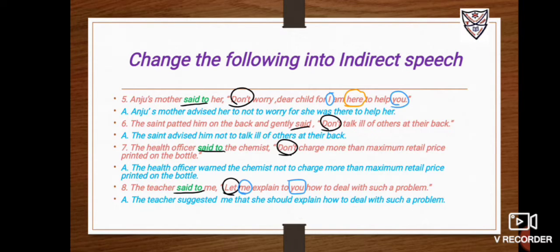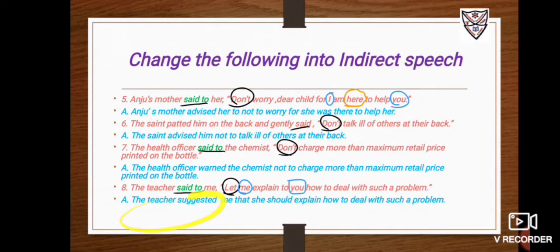Come on, now next, number 8. The teacher said to me, "Let me explain to you how to deal with such a problem." So it is said to is the reporting verb. So underline first step, reporting verb. Go for the reported verb, that is explain. Okay. So here, because let is used over here, I have told you that whenever let is used, we are going to use suggested. Okay. And with suggested, when she's saying that let me explain, she usually thinks that she should explain it. Okay. So with let, we usually use should. That in active passive also I've taught you. Okay. So it is the teacher suggested.